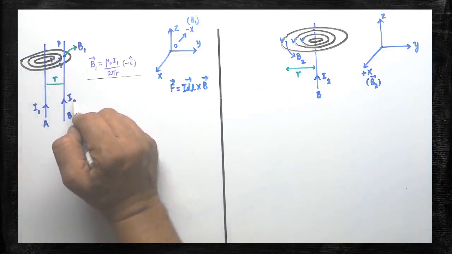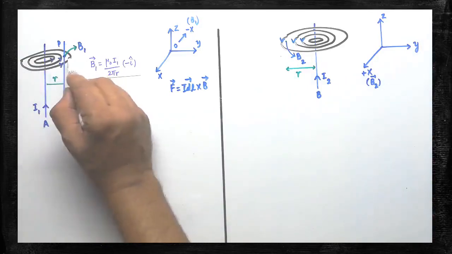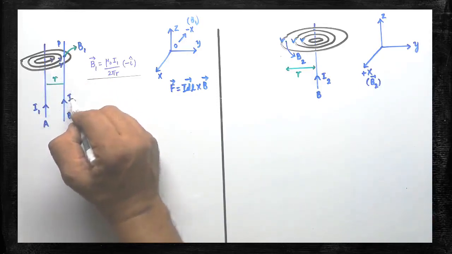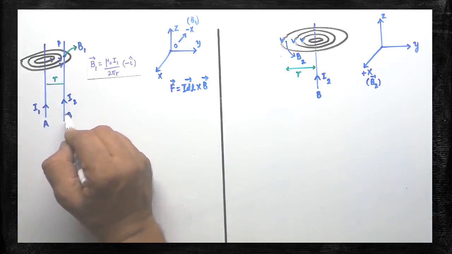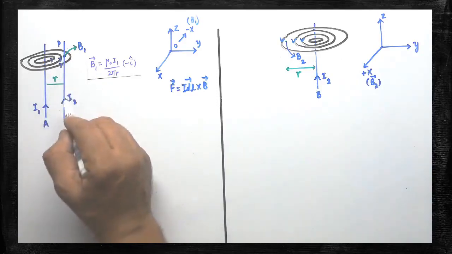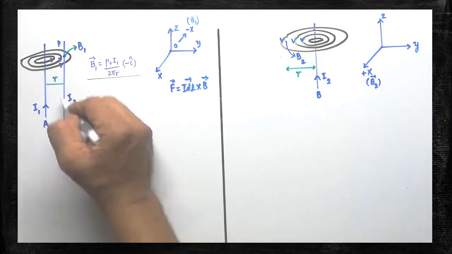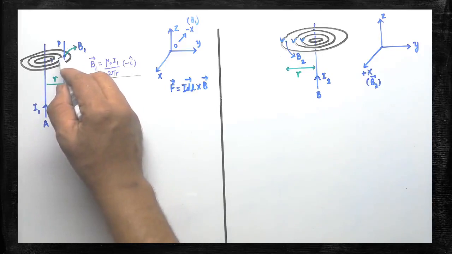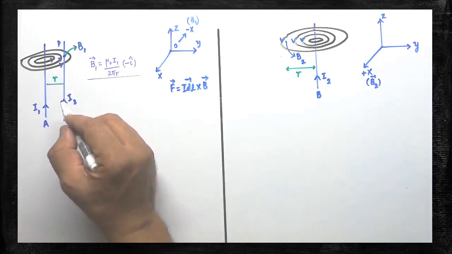Now this current carrying conductor B is placed in the magnetic field of the first conductor. Now who will experience the force? The conductor B will experience the force. Are you clear? The conductor B will experience a force. So the magnetic Lorentz force will act on the current carrying conductor because current flows through it and it is placed in the magnetic field of the first conductor. Therefore, we have to write the equation.